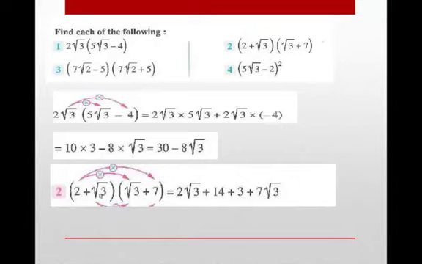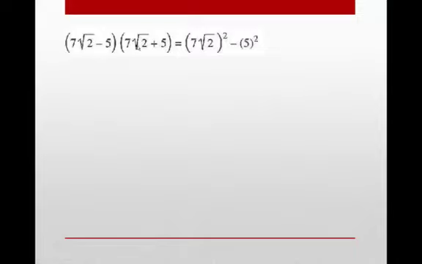Number 3: the two brackets 7 root 2 minus 5 and 7 root 2 plus 5. It's the same, but this one is negative and this one is positive. So we use the rule: the first power 2 minus the second power 2. We use this rule when the two brackets are the same, but the sign here is negative and the sign there is positive. We call it conjugate numbers.